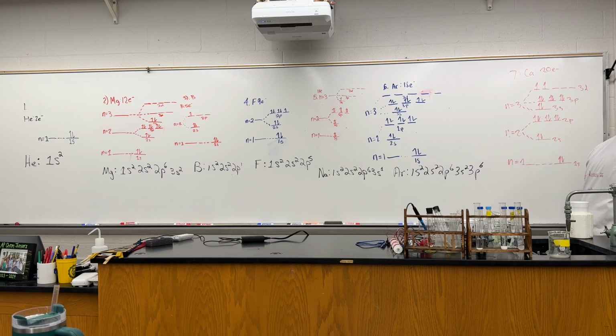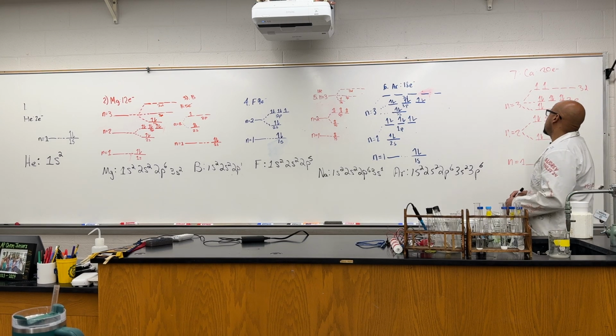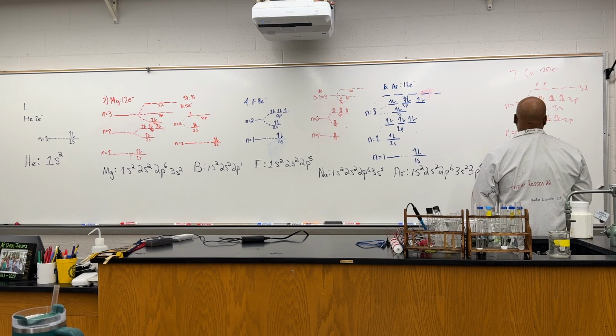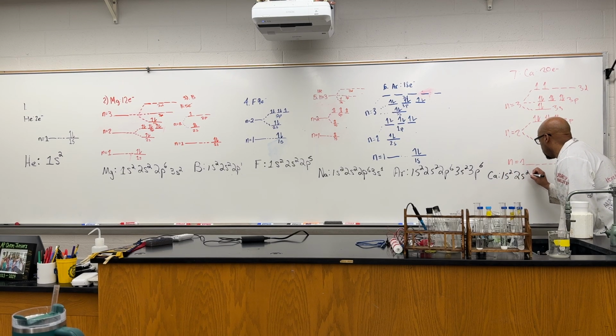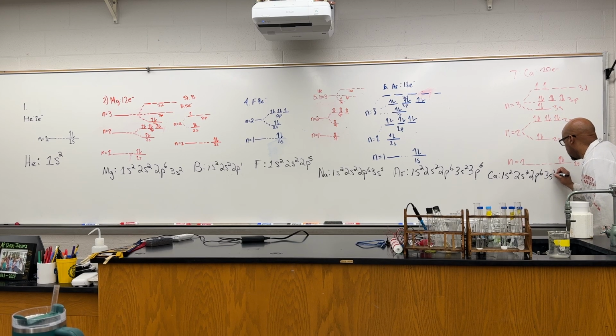The last one that we have here is we've got calcium, and we are on a roll here. So for calcium, I'm going to write its electron configuration. So its electron configuration is going to be 1s2, 2s2, 2p6, 3s2, 3p6, 4s2.